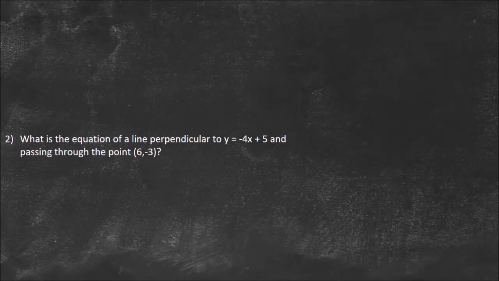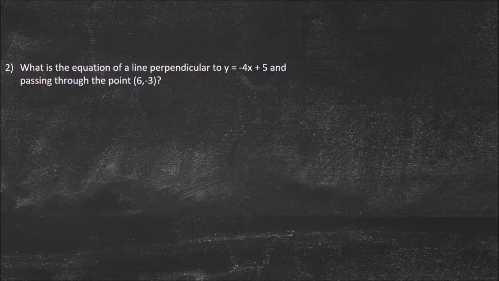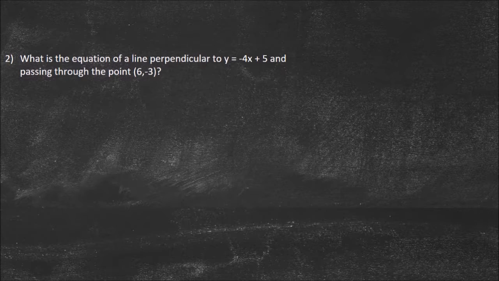So next one. Now we want to know what is the equation of the line that's perpendicular to y equals -4x plus 5 and passes through the point (6, -3). So here they're actually giving us the slope. We know the slope of the original equals -4, but we need the slope of the perpendicular line first before we can write the equation of the line. We have to have the slope.